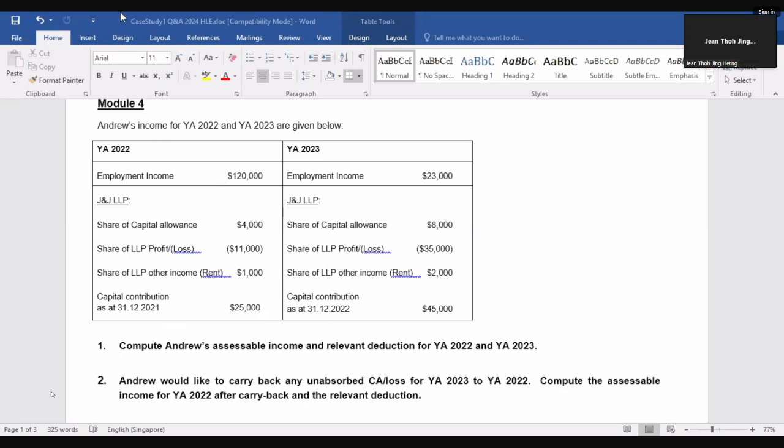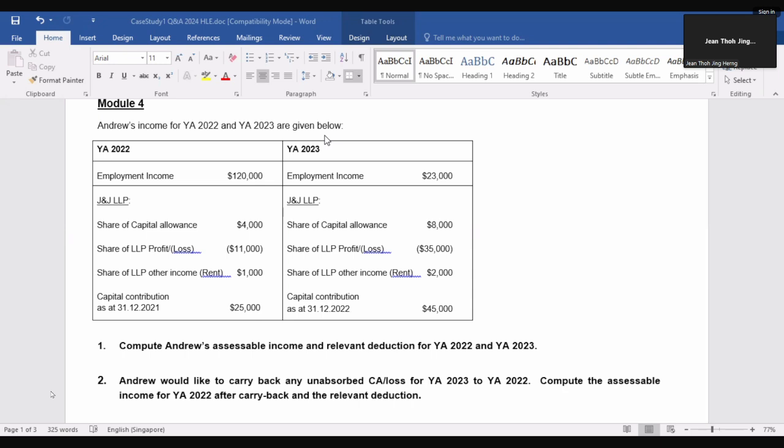Why is the YA2023 relevant deduction starting off at 21,000? Because 21,000 is the past relevant deduction. For 2022, the past relevant deduction is 18,000 plus 3,000, 21,000. We have given that, but in 2023 the contributed capital dropped to 20,000, so the relevant deduction would have to reduce. So we have reduced it by doing the deemed income and the deemed trade loss.